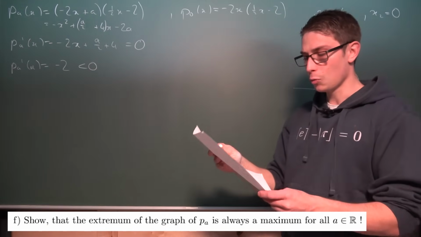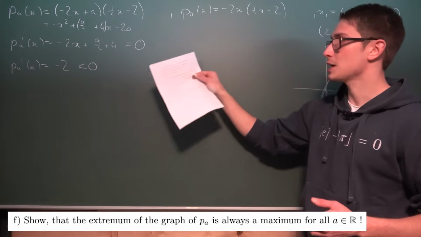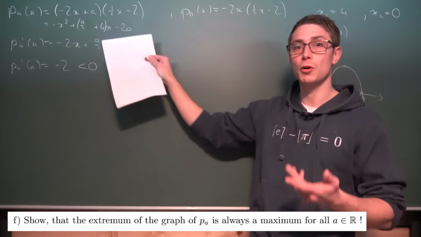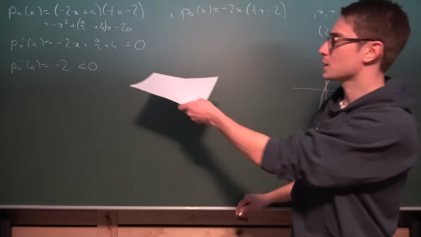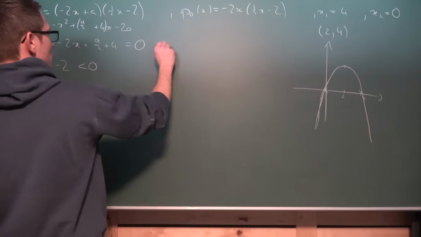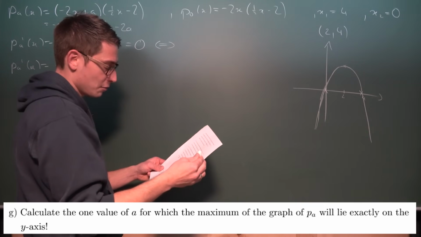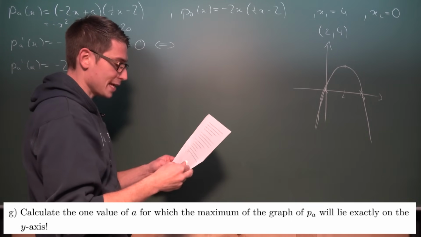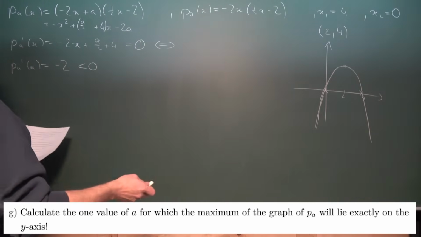But if you want to find out what the a value is, for which you get the maximum, or where the x value of the maximum always is in terms of a, we can solve this one right here. Let us do this real quick. I think you could use this for the last exercise: calculate the one value of a for which the maximum of the graph P_A will lie exactly on the y-axis. Yeah, so it plays into there basically.